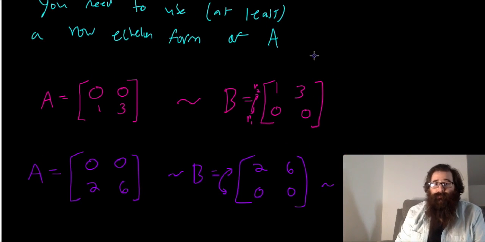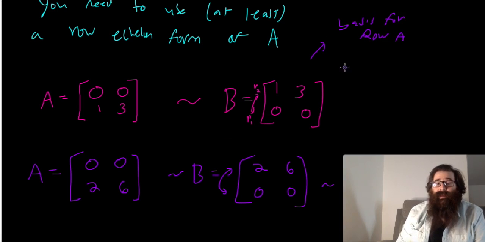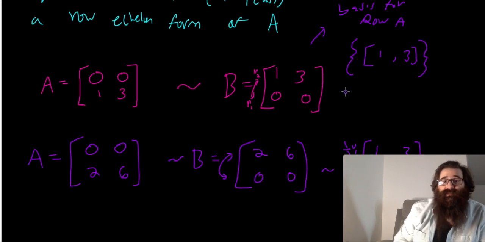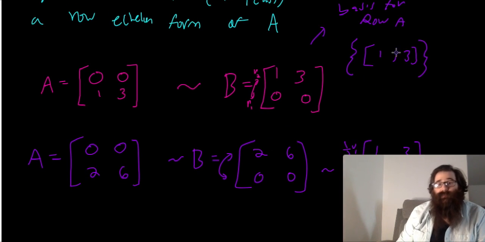So if I was building a basis for the row space of A in either of these examples, a great choice would be the set containing the row vector 1, 3. You could also use the set containing the row vector 2, 6, which would be fine as well. But you don't want to just pick the original rows as they lay in a non-reduced version, because that could potentially present an issue. So hopefully that makes sense.